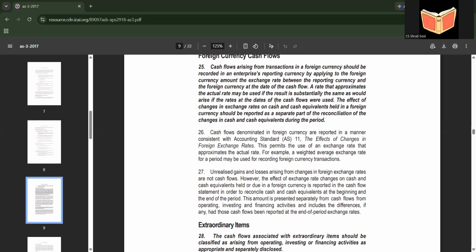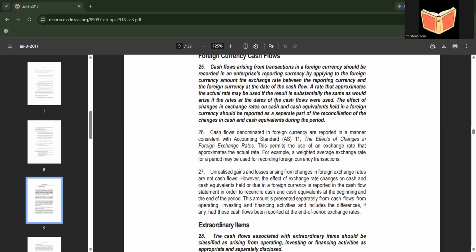These three paragraphs, you must have read them. There are certain points which I would like to add. If there is any change in the exchange rates, there has to be some effect on cash and cash equivalents. That should be reported as a separate part of the reconciliation of changes in cash and cash equivalents during the period. That's one thing. And second, you have to also see the applicability of AS11, because we know that cash flows which are denominated in foreign currency are reported in a manner consistent with AS11.